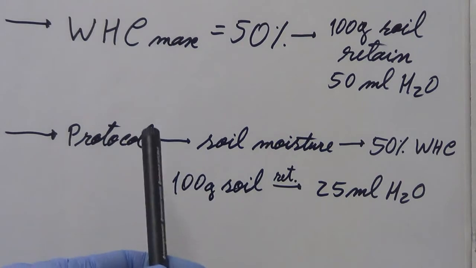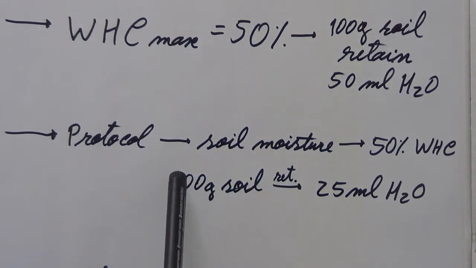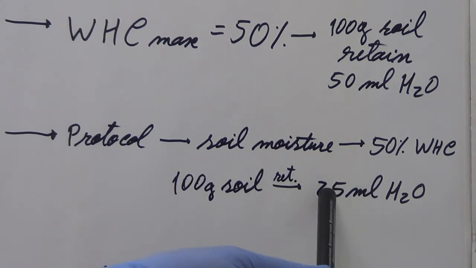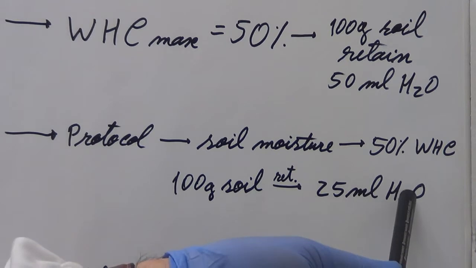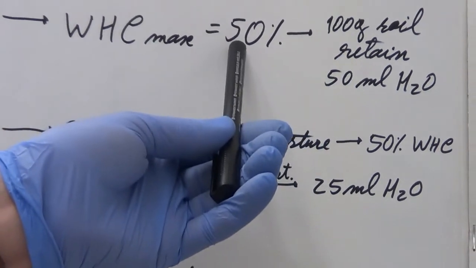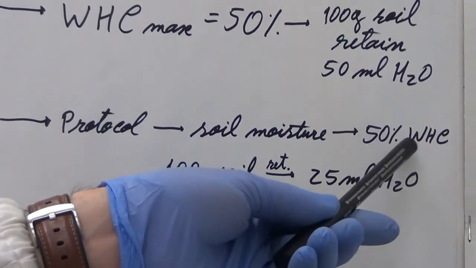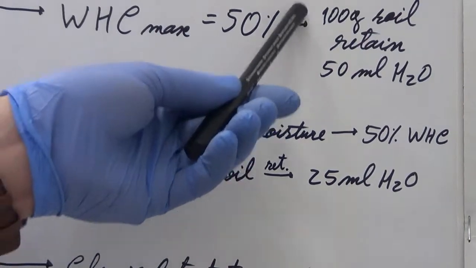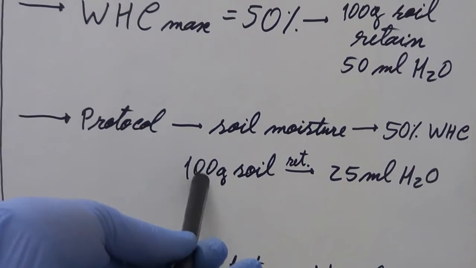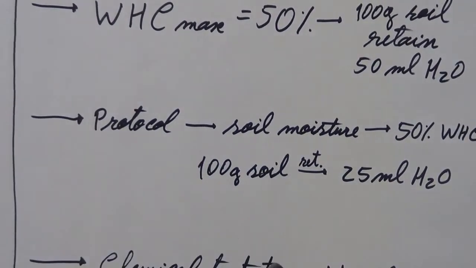This means that we have a soil that has 100 grams of soil. It should retain 25 milliliters of water, which is half of the maximum that the soil is able to retain. So 50% of the water holding capacity is half of the maximum water holding capacity, which in this case corresponds to 100 grams of soil with 25 milliliters of water.